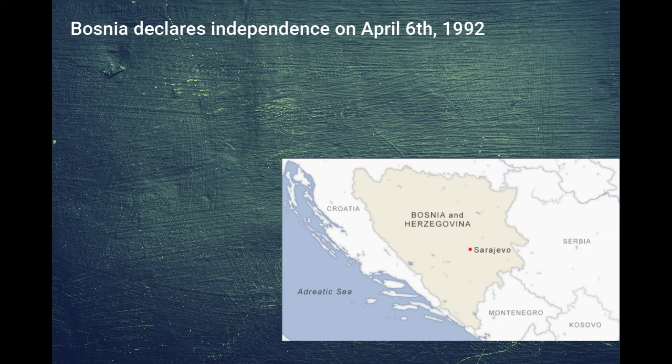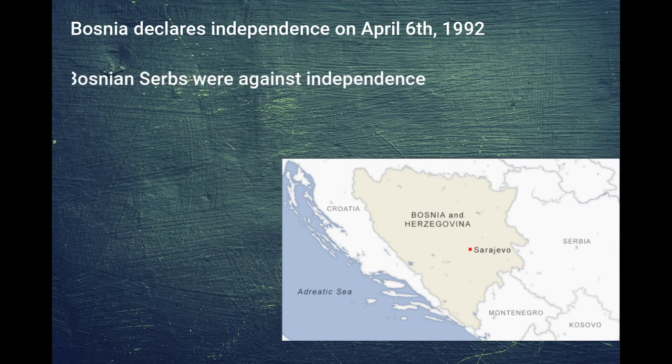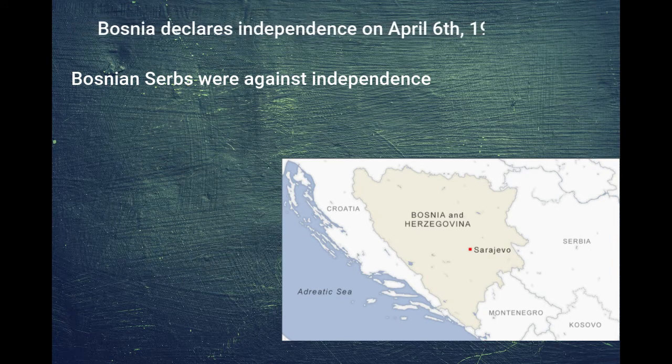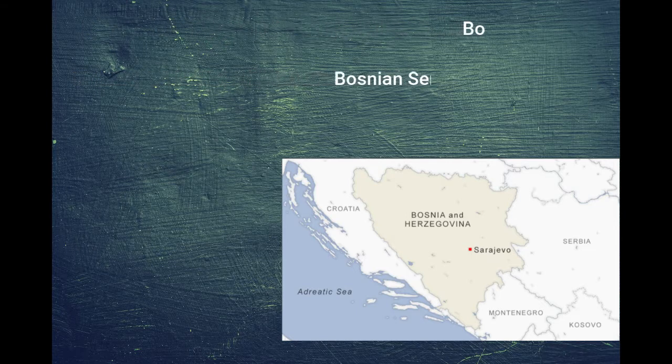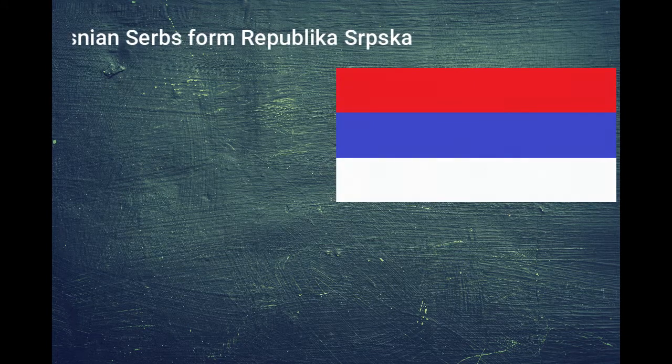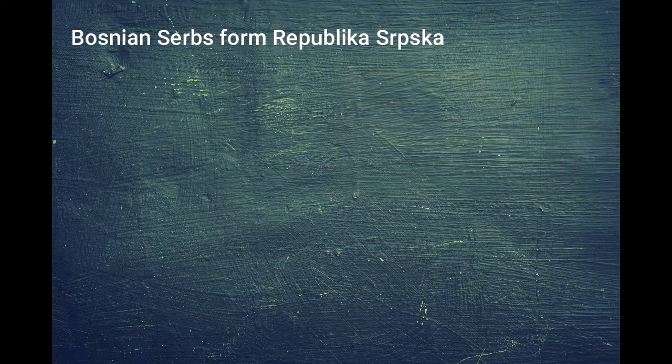Now, the Bosnian Serb population did not want Bosnia to become independent. They had preferred to remain in Yugoslavia, where Serbs in general were the majority, and they felt threatened at the prospect of being an ethnic minority in Bosnia, since Bosniaks far outnumbered them. As a result, the Bosnian Serbs formed the Republika Srpska. The intent of this was taking over Bosnia and putting it under Bosnian Serb rule.